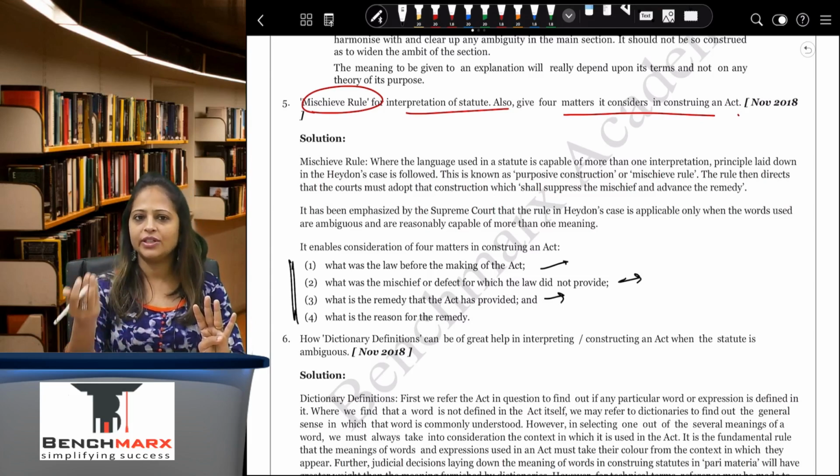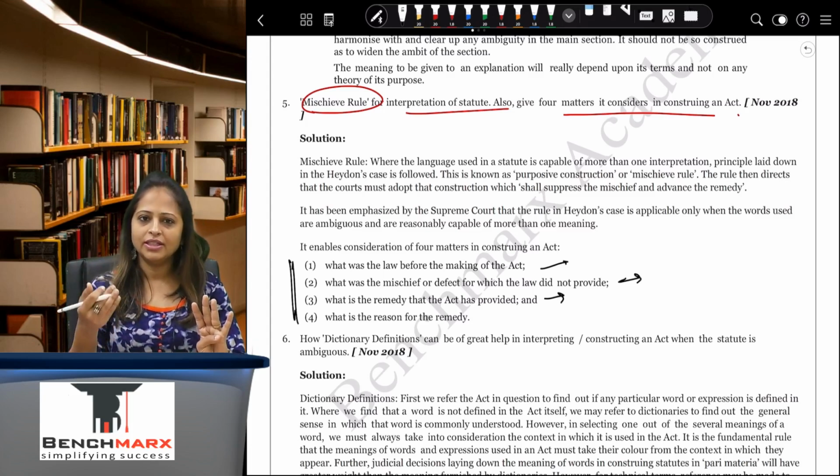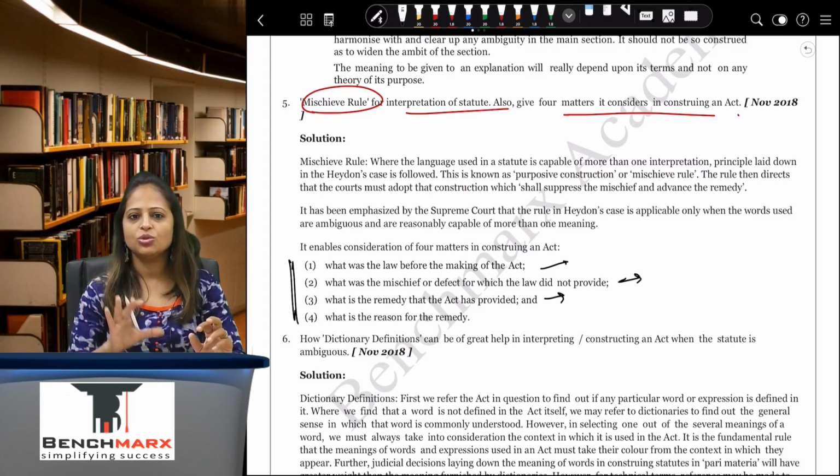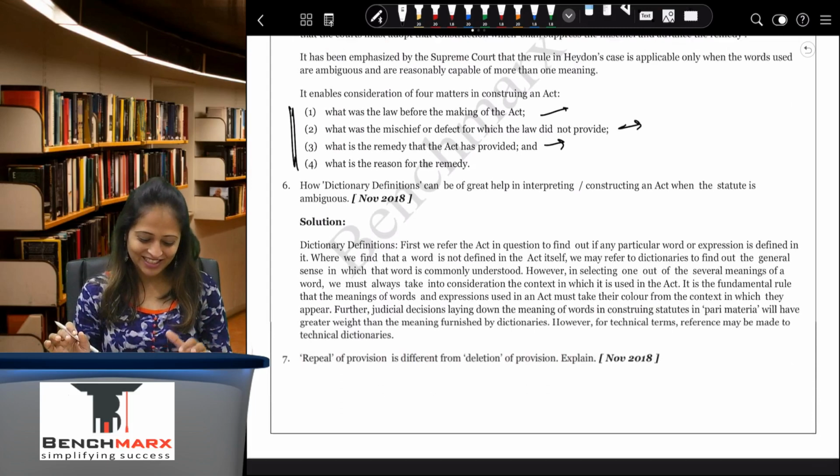Mischief rule has a different name, that is Heydon's rule also. Then you will have to also remember the other names because they can ask you any name, but you should know what they're asking. Please don't make your own rules of interpretation.